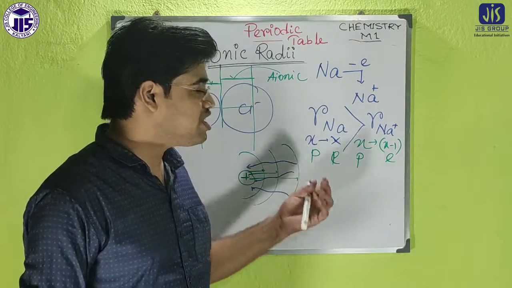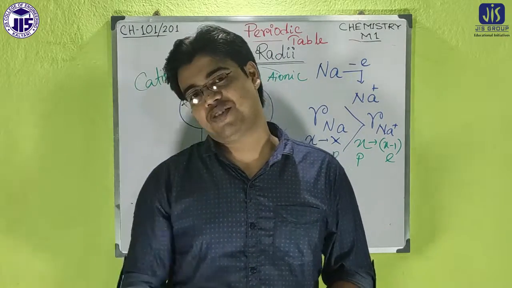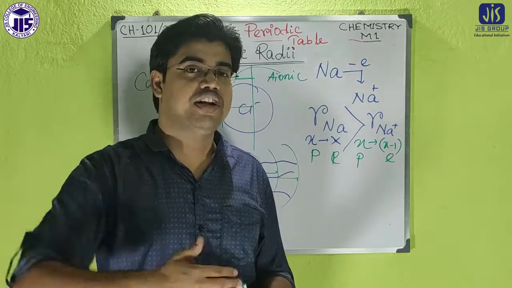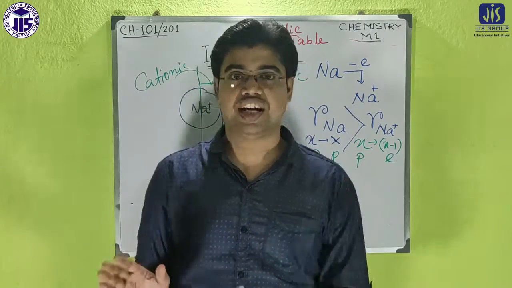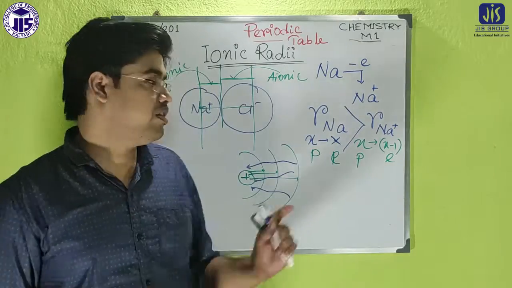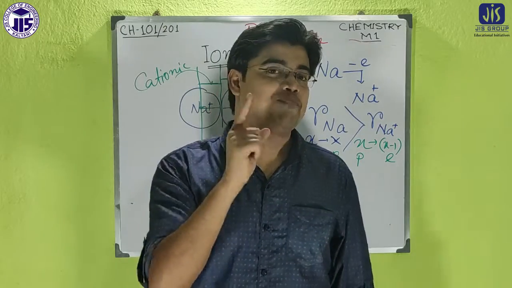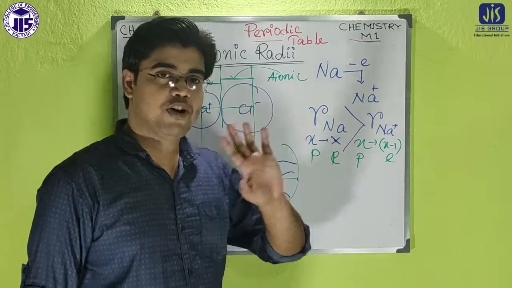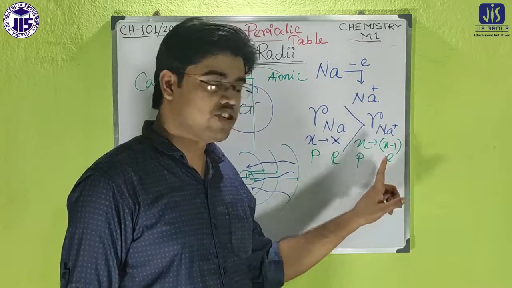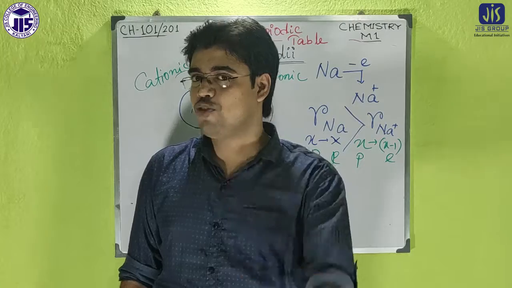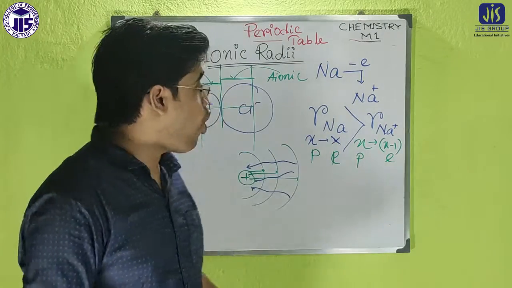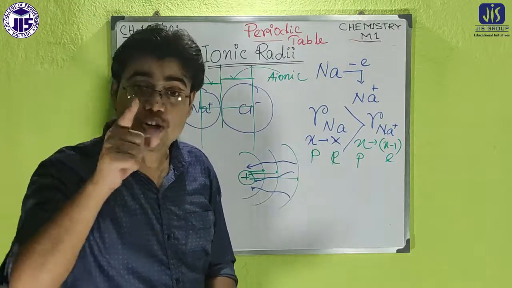So the ratio of the number of protons and number of electrons actually determines it. There is also another factor called the screening effect. I will discuss later what the screening effect is. But for this case, just try to understand only number of protons versus number of electrons. So when the number of electrons is lower, attraction force will be higher, so size will be lower. Okay, the opposite case will be in case of anions.